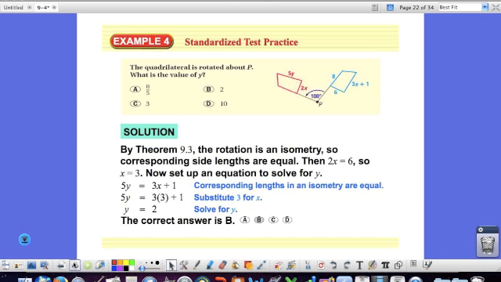Here is a standardized test practice. The quadrilateral is rotated about P. What is the value of y? The rotation is an isometry. So 2x is equal to 6, so x is equal to 3. You can now substitute that 3 in for the x here. Okay, so 5y is equal to 3x plus 1. 3 is equal to x, so 3 times 3 is 9, plus 1 is 10, divide by 5, y is equal to 2.